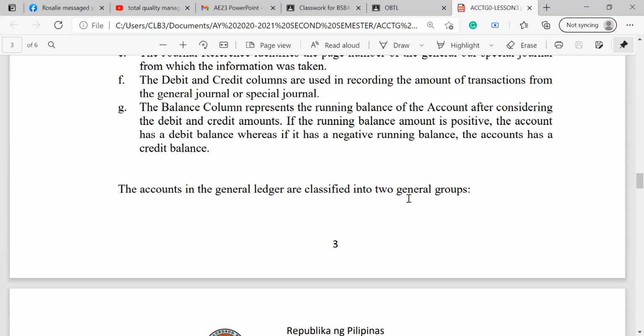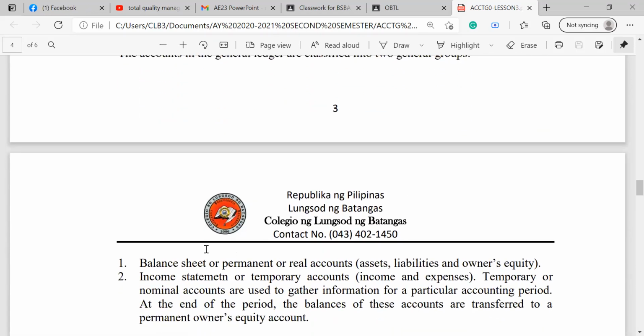Accounts in the general ledger are classified into two general groups. Meron kang balance sheet accounts or meron kang income statement accounts. Okay? Yung balance sheet accounts ay tinatawag din na permanent or real accounts. Okay? Bakit po siya tinawag na permanent or real accounts? Kasi yan, kung ano yung ni-record mo dyan, kung ano yung pinresent mo sa financial statements, dinadagdagan mo na lang yan.